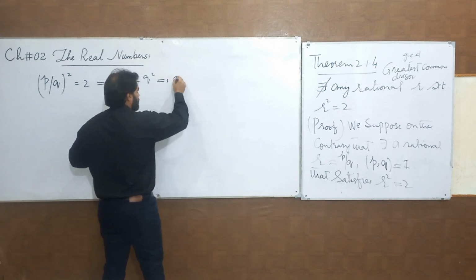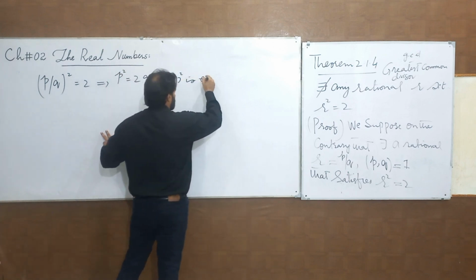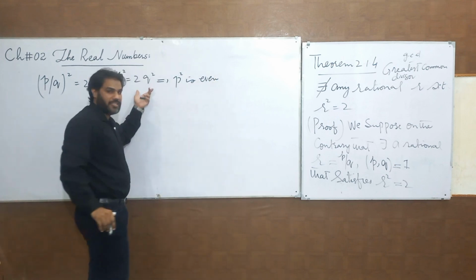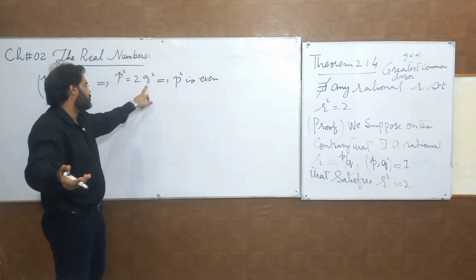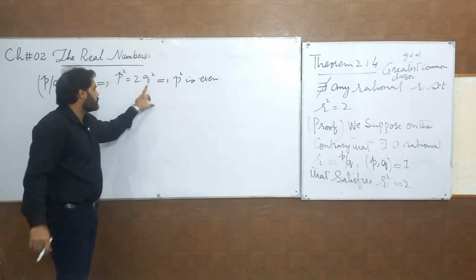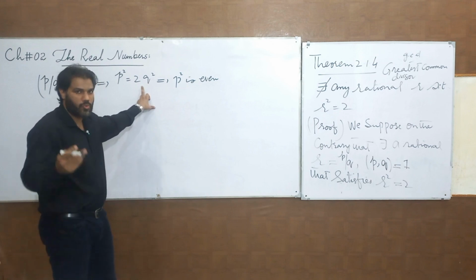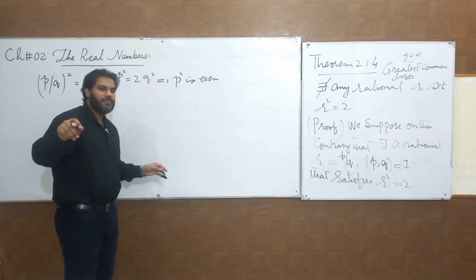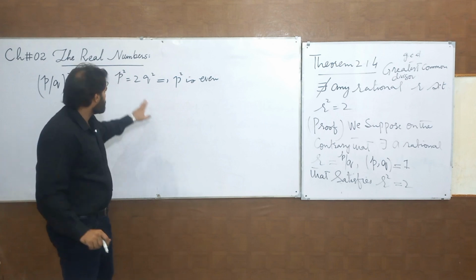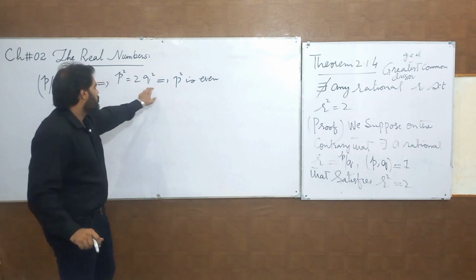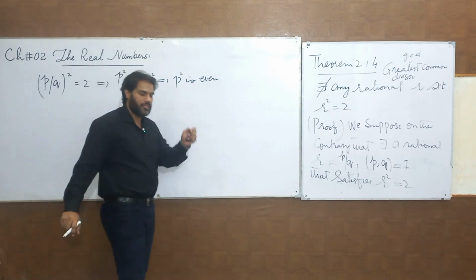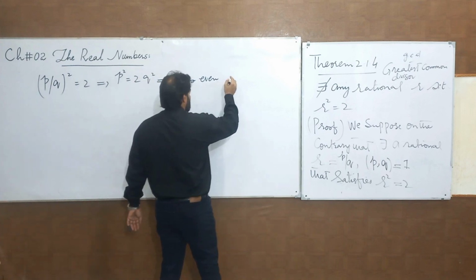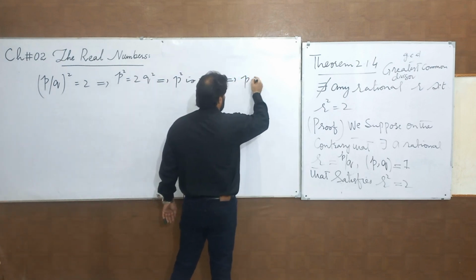This implies P square is even because the right side is even. Q is an integer. Suppose Q is 1, this is 2. Q is 2, this gives us 8. So for any value of Q, this side is an integer. So this shows that P square is an even integer. So P square is even, this implies P is even.